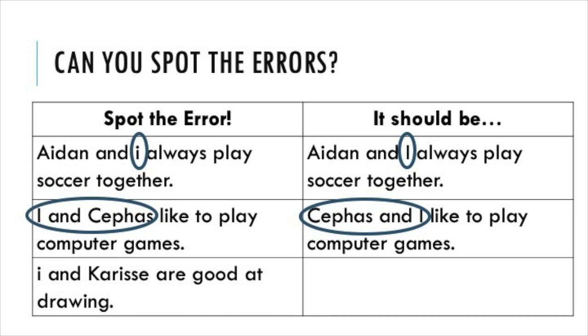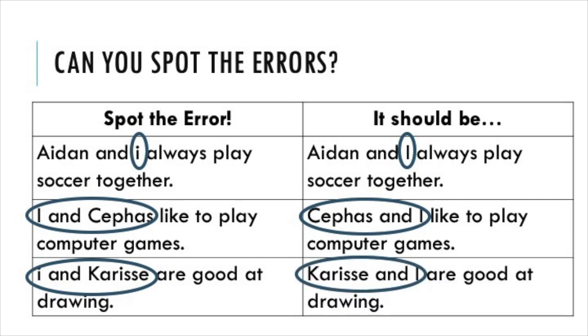The last example I'm going to show you starts with I and Carice are good at drawing. Can you tell what is wrong with this sentence? If you said it should be Carice and I, then you are right. So I will change the sentence to Carice and I are good at drawing.